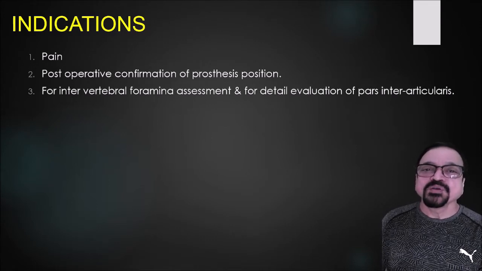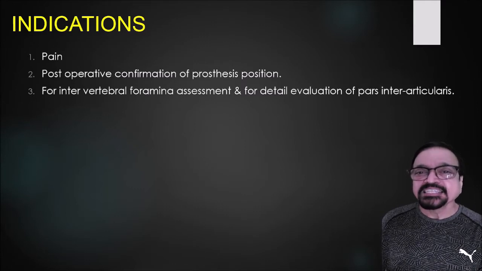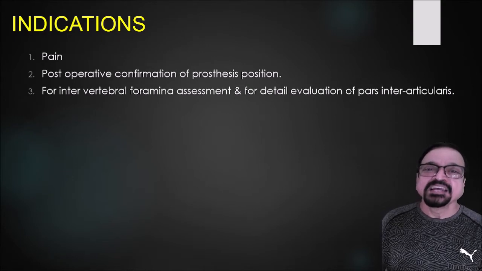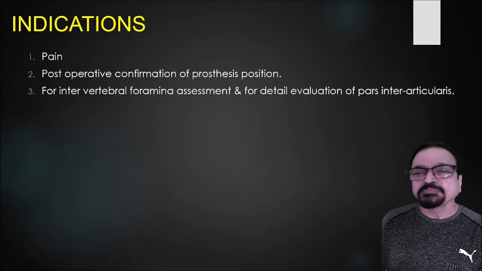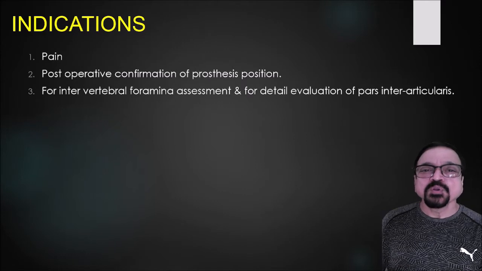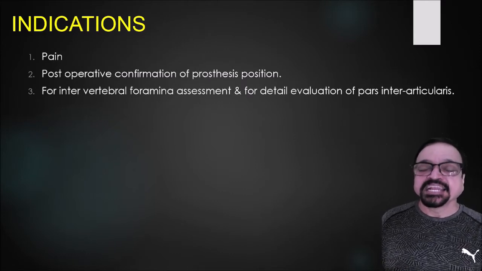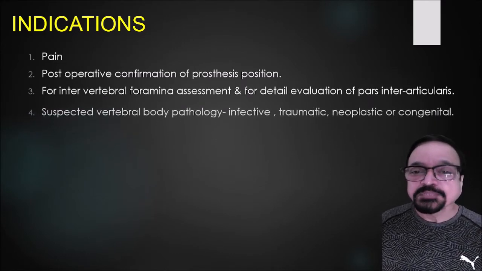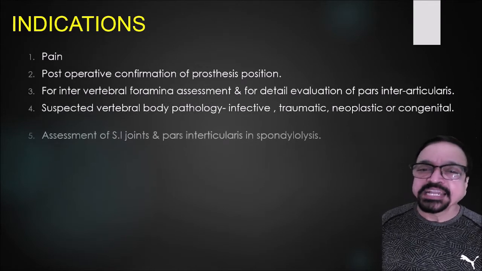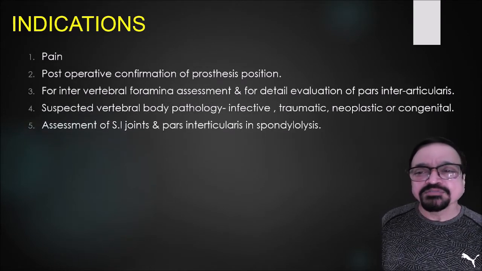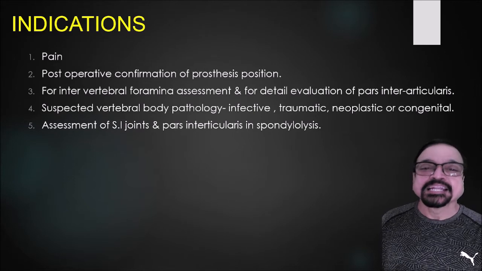There may be spondylolisthesis or not, but if spondylolysis is suspected, this investigation is the gold standard, and even in the era of MRI, it is well preferred. It is best seen in this, and it's a very simple technique. So the best use can be made in patients where spondylolysis is expected. Now, suspected vertebral pathology, infective, traumatic, neoplastic, these are the same as for the AP and lateral projection.